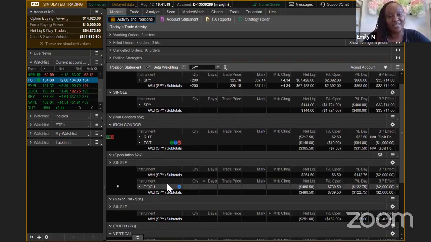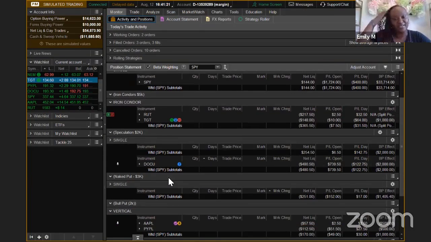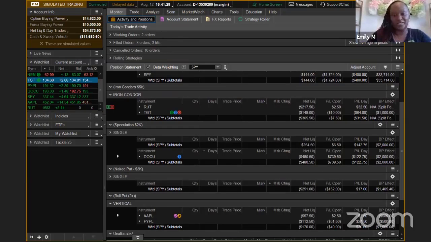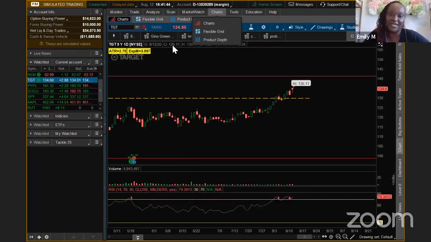All right, so the next one that we have is, let's see, do we have anything on speculation? So DocuSign. Here's another example on DocuSign. I did a video on it last week, riding the 9 EMA, and then this week it decides to violate that whole thing. So I apologize ahead of time to all you guys who were trading DocuSign.